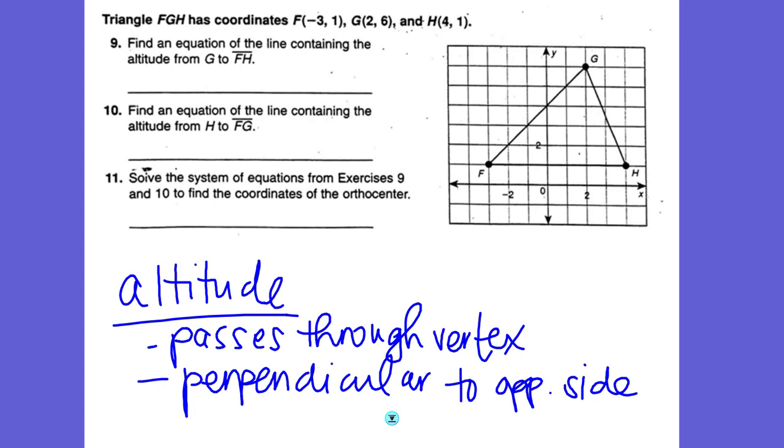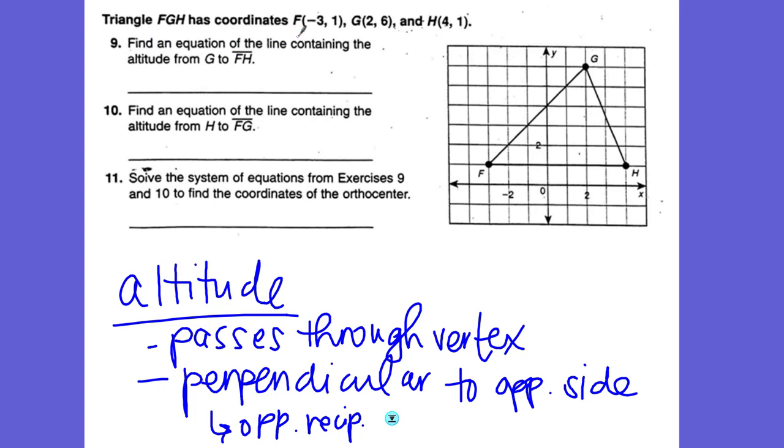So you pick a side, you find the slope of the side, and you're going to use the opposite reciprocal of the slope, since it's going to be perpendicular to that side. And then the point that it has to pass through is that vertex. So this problem kind of guides us through it.